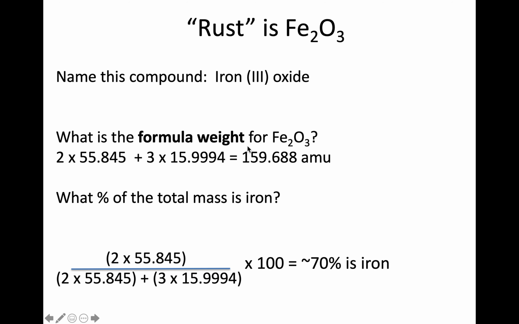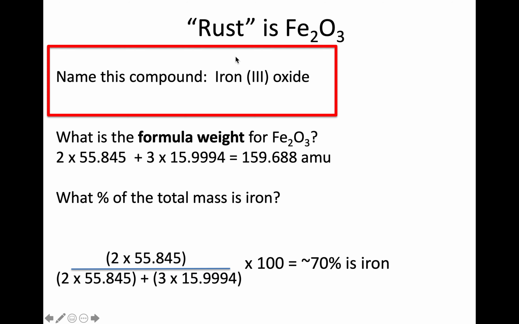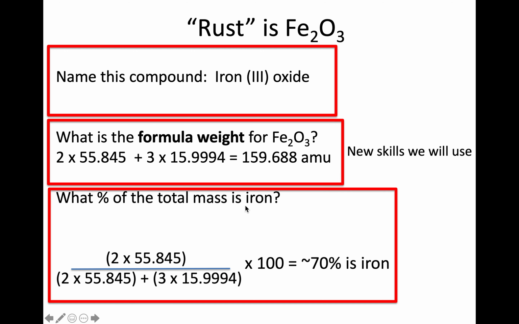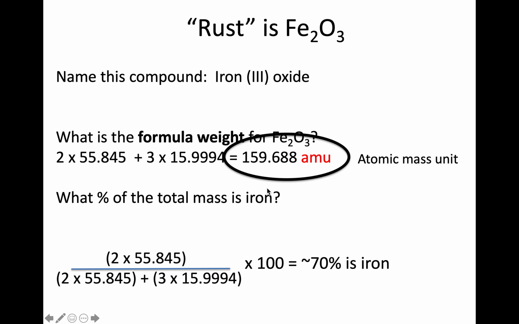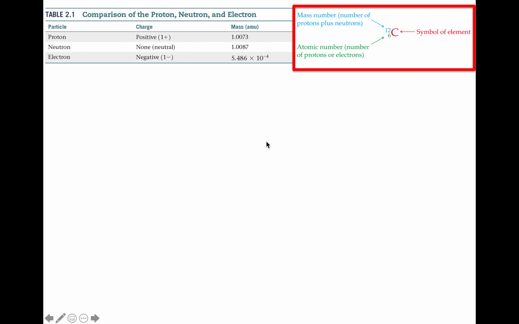For the formula weight, or the percent of the total mass coming from iron, we're using the periodic table for that. The idea of naming this is naming an ionic compound. That's back from chapter 2. These were new skills for us, using the periodic table to look up the mass values and combine them to come up with the entire formula weight, or talking about a percentage. Those are new skills that we're going to be using in chapter 3. The units on this, AMU stands for atomic mass unit. What's an atomic mass unit?